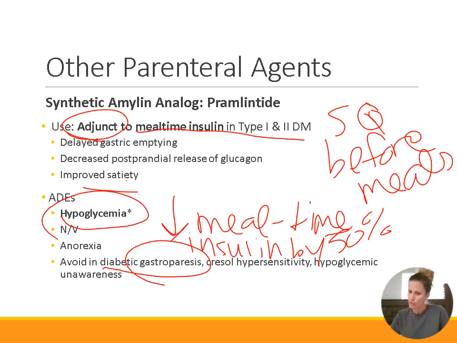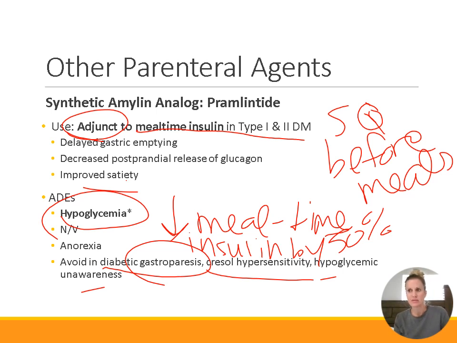So if there's already issues with gastric emptying, you don't want to worsen those. Also avoid in creol hypersensitivity. Creol is a component that's in some insulin preparations. So, if patients have had hypersensitivity reactions to insulin preparations with creol, they cannot take this either. And then finally, hypoglycemic unawareness.